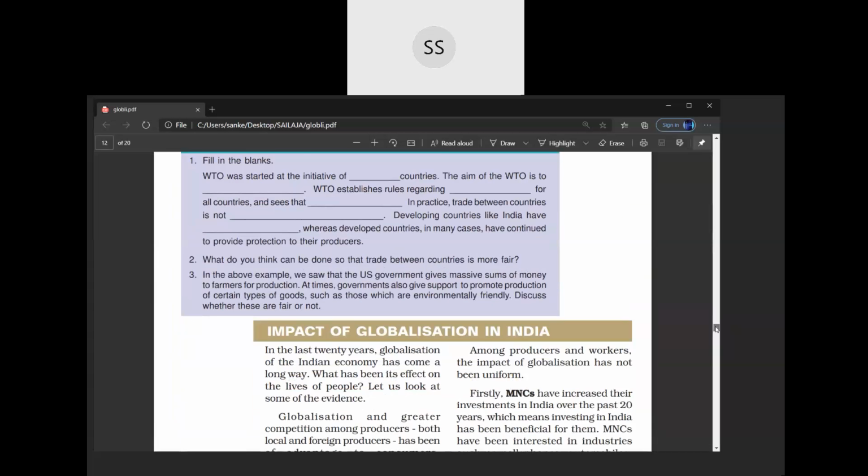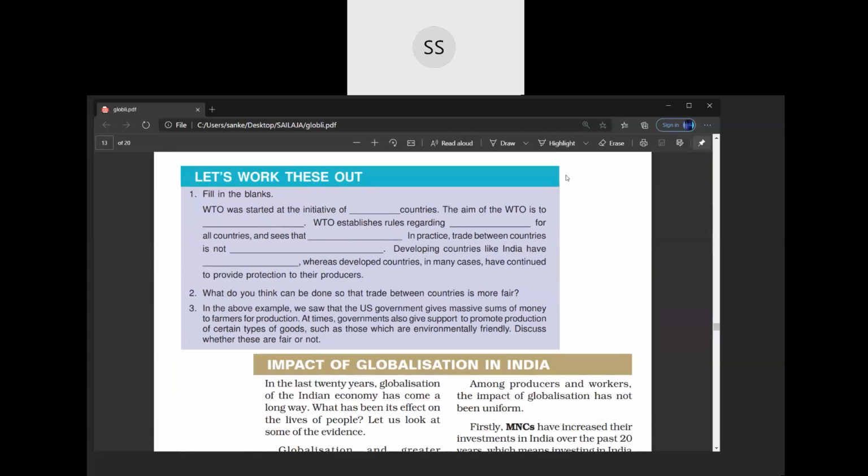And children, after listening to all these topics, I want all of you to fill these blanks and go through these questions and answer them. And in the next class, we will discuss all of them. And also we'll do the last part of the chapter, that is impact of globalization in India. So that's all, children. Have a good day.